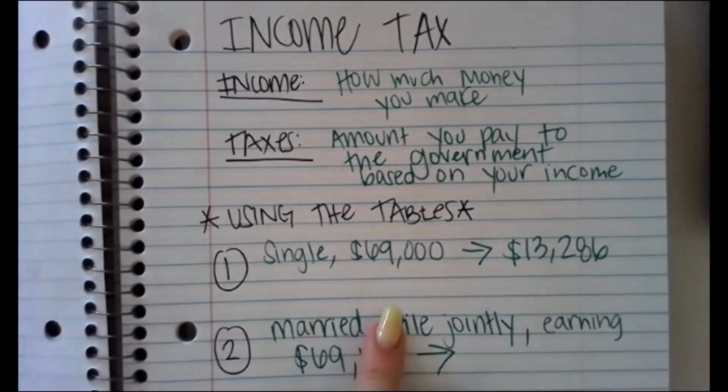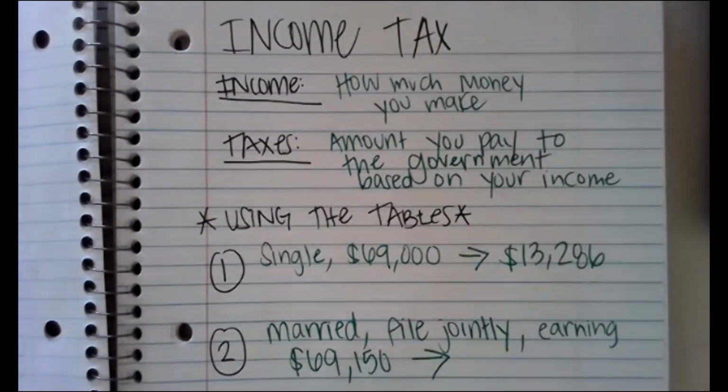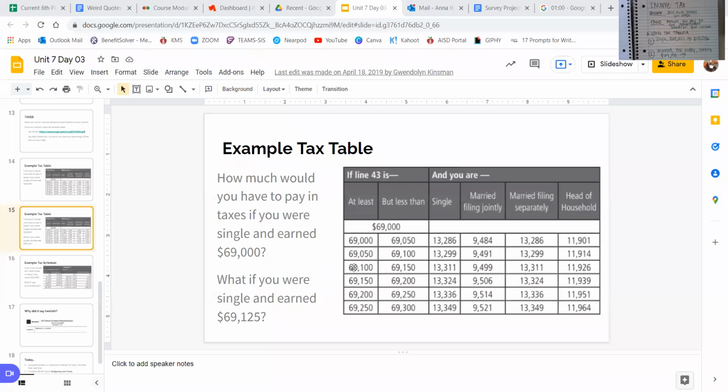If we were filing separately, this would be less, right? Our income, if this is both of our incomes put together, this might be less. But if we're filing jointly and we're earning this much together, let's see how much according to the table we will have to pay in taxes.